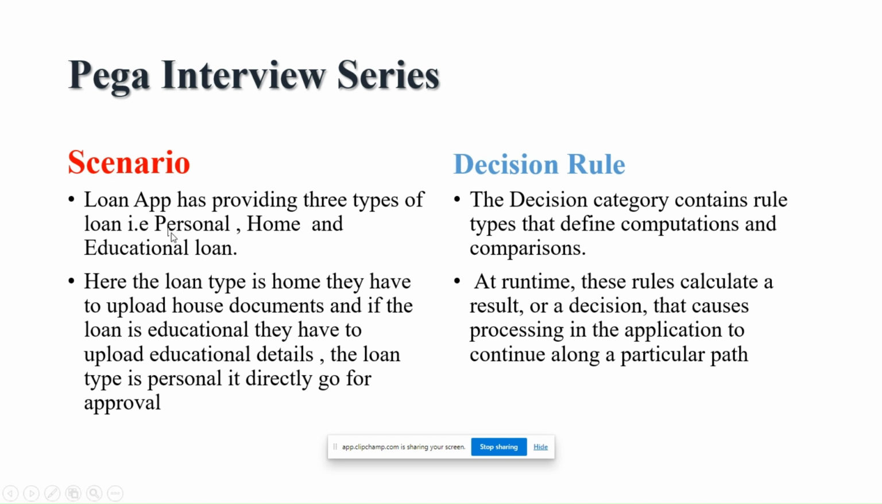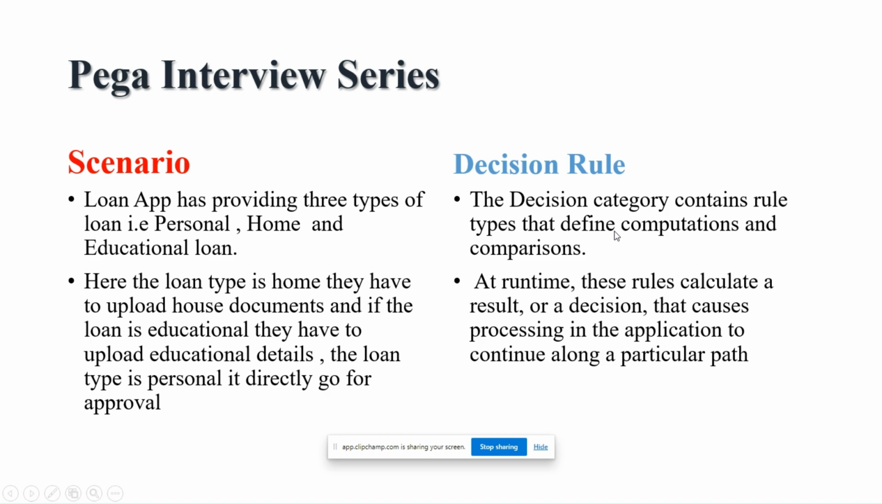Here the scenario is telling us that based on the option the user selects for the loan type, the system has to take a decision. So we have to use a decision rule in these scenarios. What's the definition of the decision rule? The decision category contains the rule types that define computing and comparing values. At runtime, these rules calculate a result and decide how the case processing in the application continues along a particular path. I will give you a practical example of this scenario by using this decision rule.